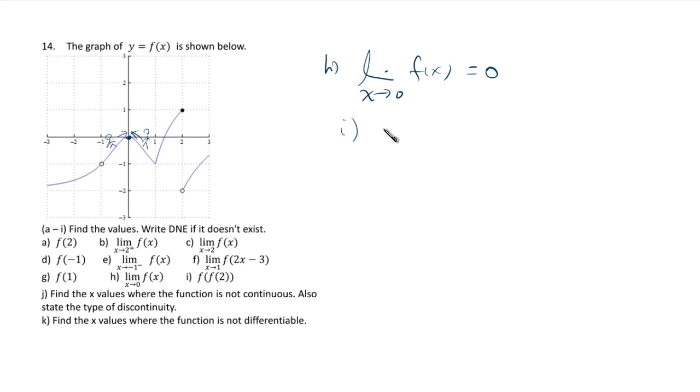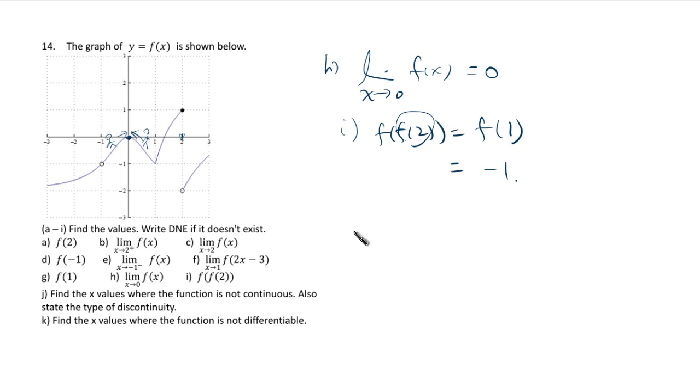I, what's f of f of 2? Well, you first have to know what f of 2 is. We already answered that. F of 2 is 1, right? So we have f of 2 is 1, so I can replace f of 2 by 1. And what is f of 1? F of 1 is negative 1.